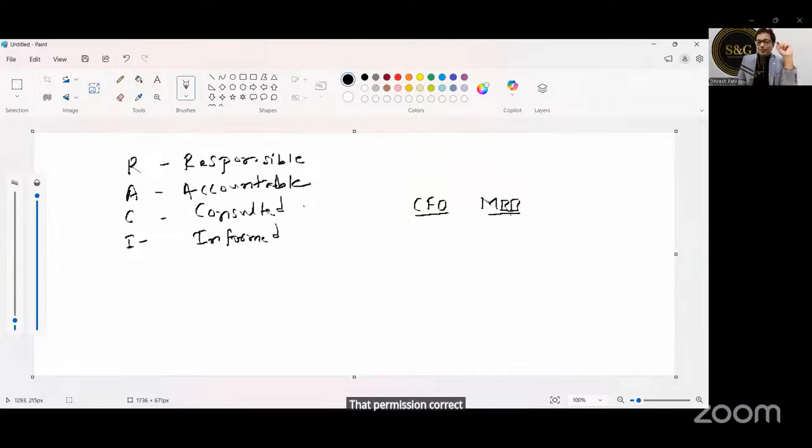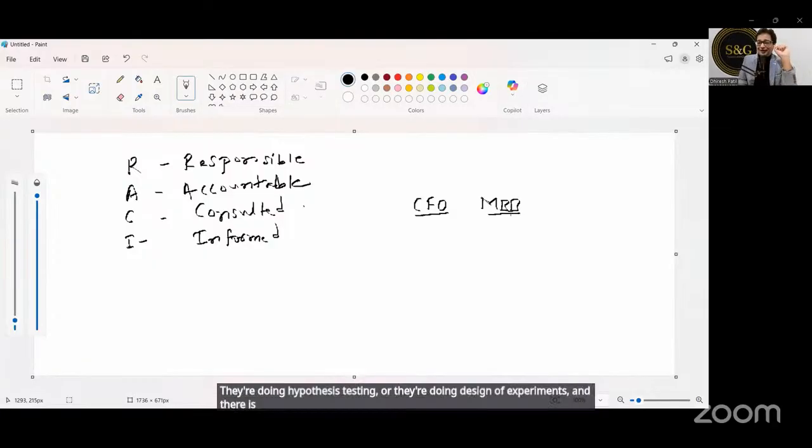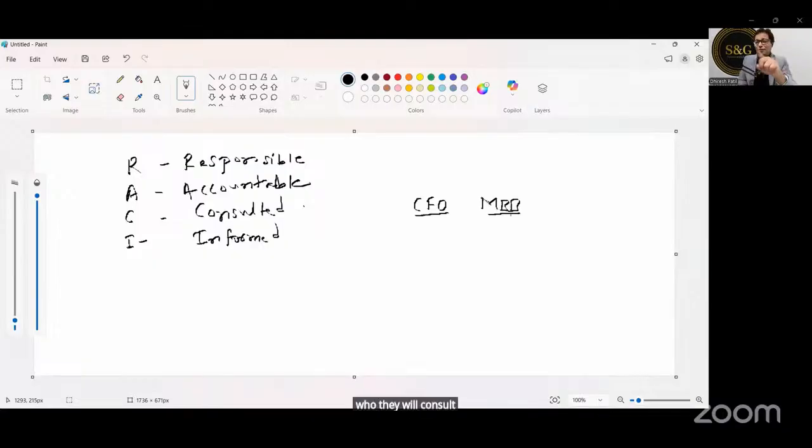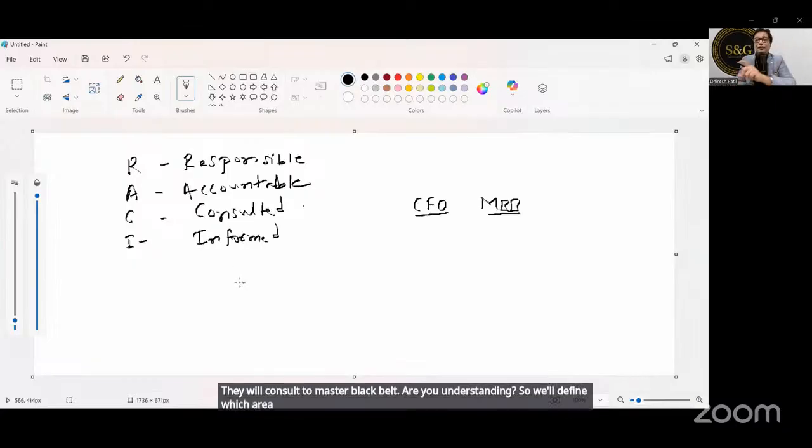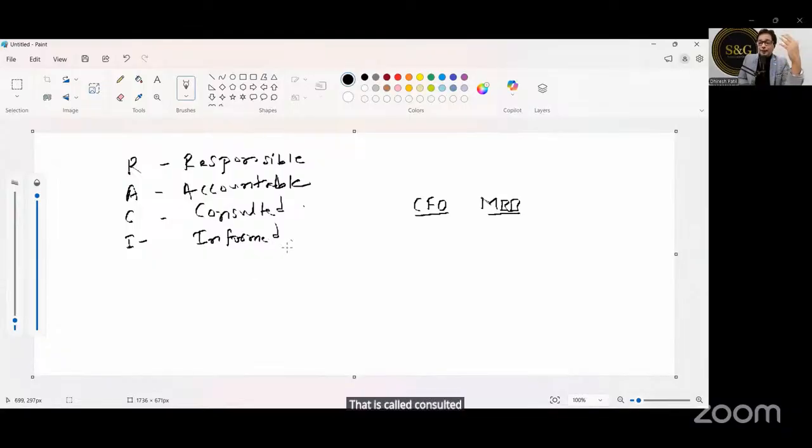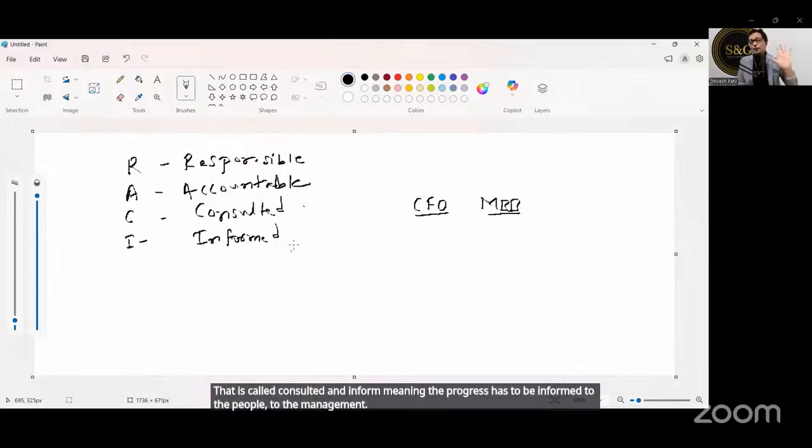Second example, they are doing hypothesis testing or they are doing design of experiments and there is a technical problem in that. Who will they consult? Will they consult with CFO or master black belt? They will consult the master black belt. Are you understanding? So we'll define which area who should we consult with. That is called consulted. And inform meaning the progress has to be informed to the people, to the management, etc. So that also we define over there.